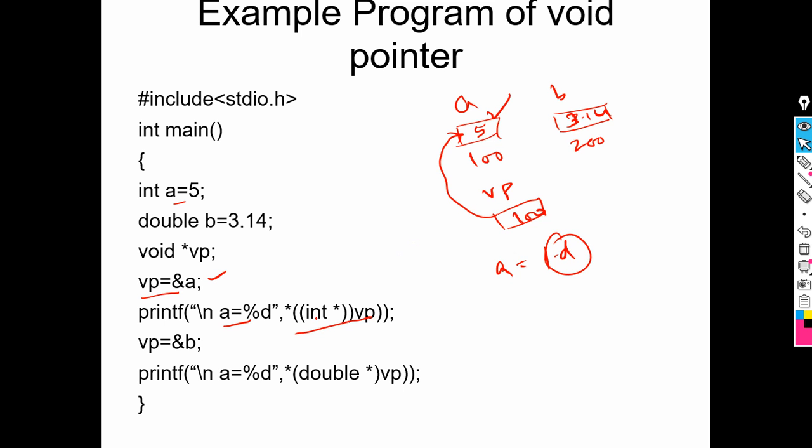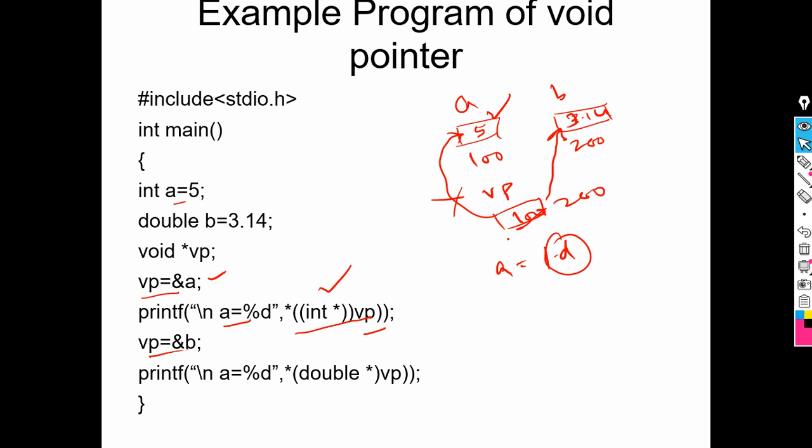But while accessing, you need to impose the restrictions with the help of typecasting. Int asterisk, then you say vp. This is how exactly we take typecasting into consideration, making the void pointer concrete. While accessing with the help of this void pointer, for any concrete data type, we have to do this typecasting before we access. Now you can see in the same execution, vp equal to ampersand b. Now vp is holding b's address, that is 200. So vp is no more pointing to this particular memory, rather it is pointing to this one.